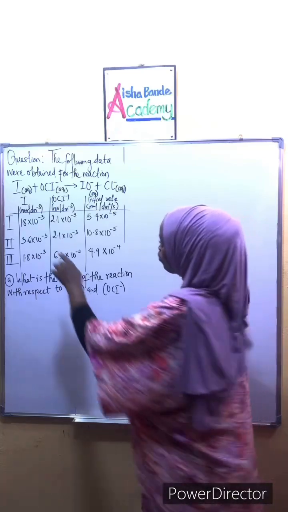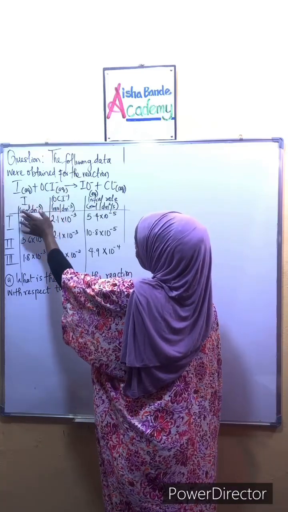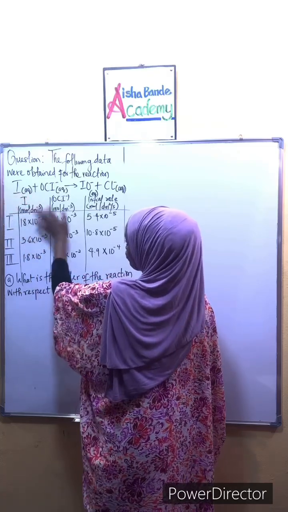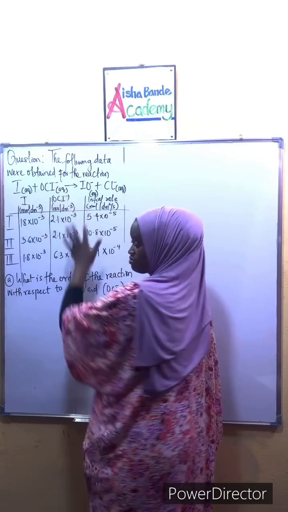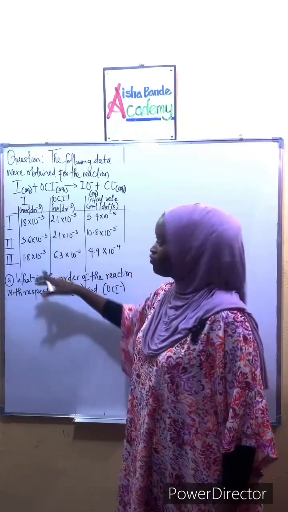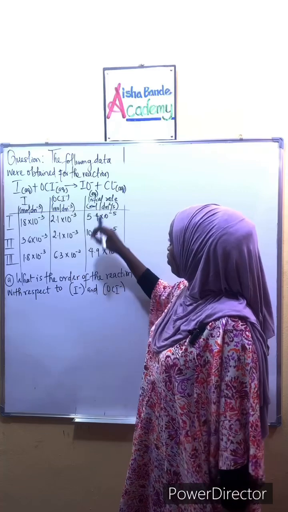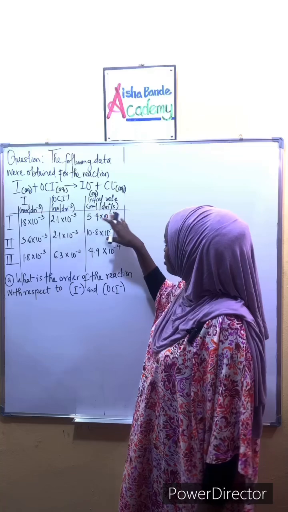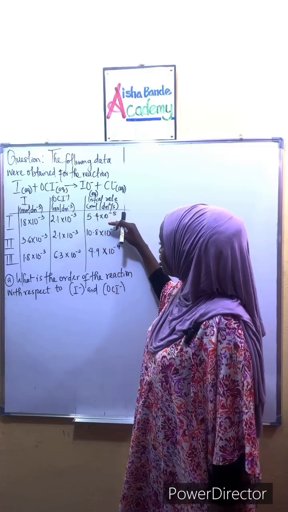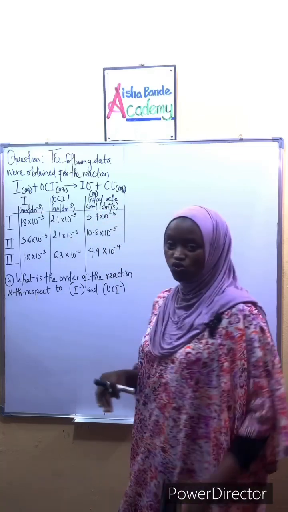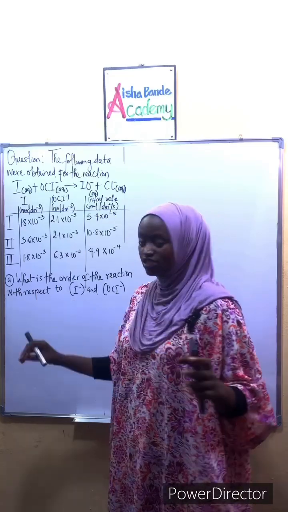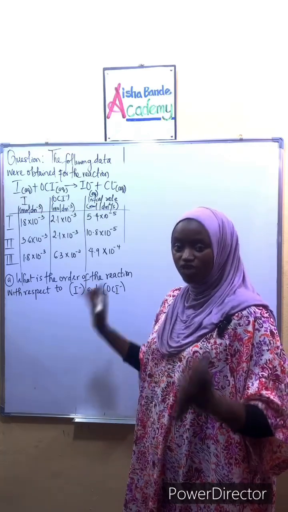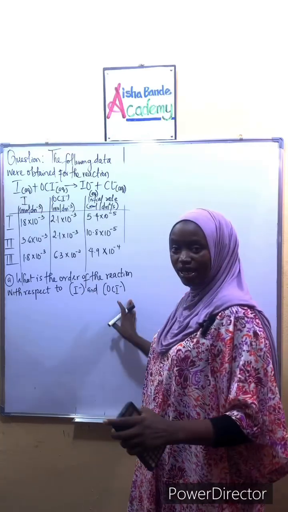So we have the values in mol per dm³ for the first reactant, which is I⁻, and for the other reactant, which is OCl⁻. We have them in mol per dm³ for the three experiments conducted. And also we have the initial rate, which is given in mol per dm³ per second. That is, we are given the values for the three experiments. So what the question is basically asking us is to find the order of the reaction with respect to the reactants I⁻ and OCl⁻.